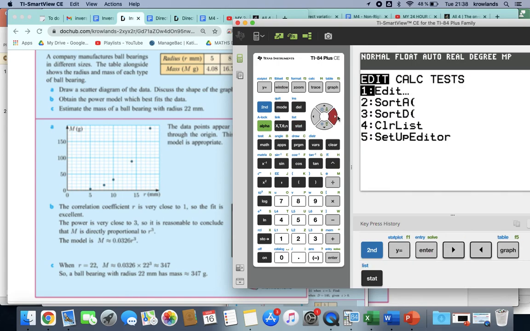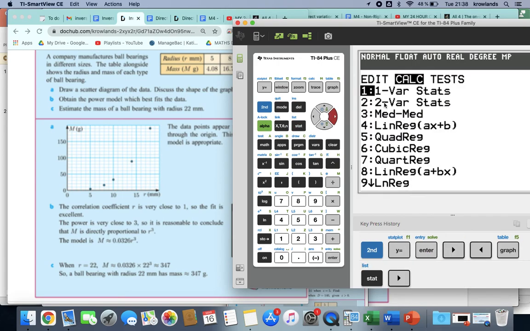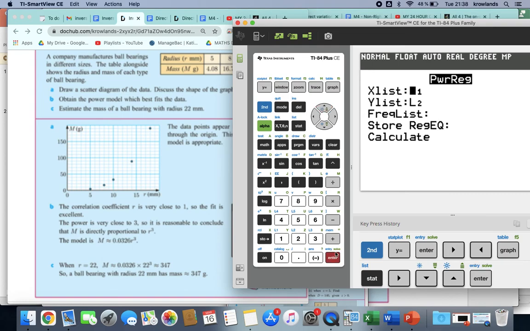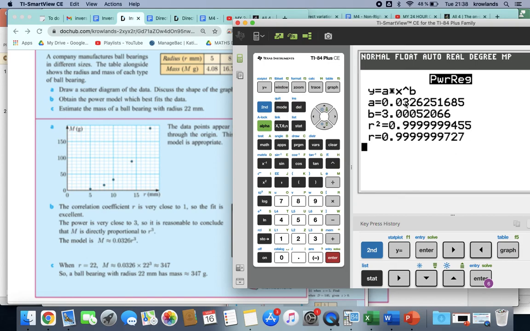Go back onto the stat menu and go onto the calc. Normally we would go onto 2 variable statistics or we'd go onto lin reg. But for this particular example, we're going to go to Power Reg and it says obtain the power model. This basically works out for us, is this a square model, to the power of 2, to the power of 3, to the power of 4? It's really exciting. You put list 1, list 2, leave frequency empty, press calculate, and then we get this.